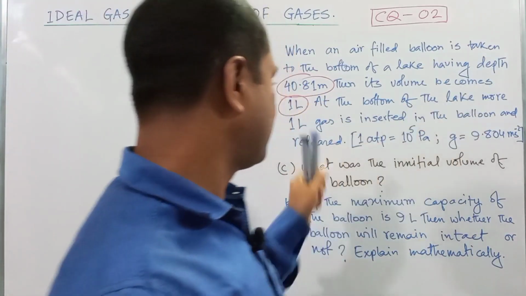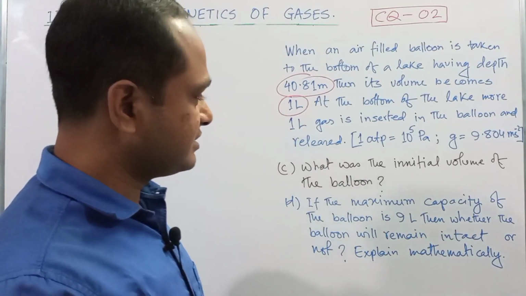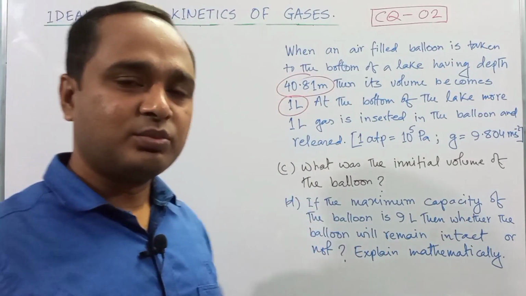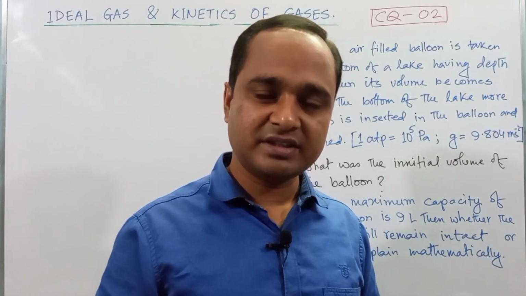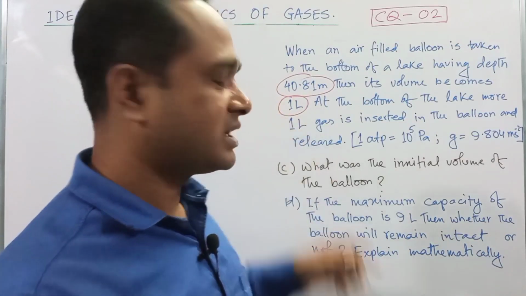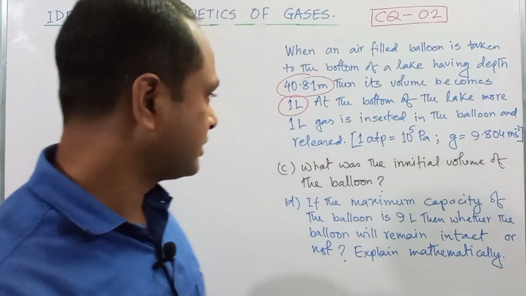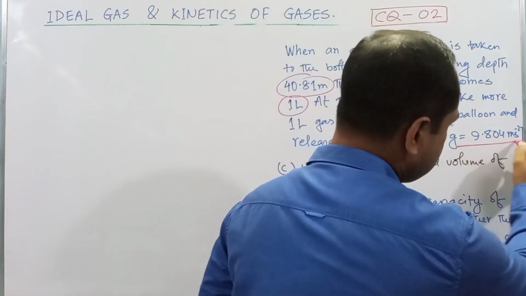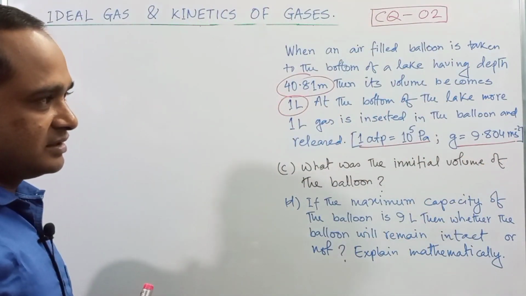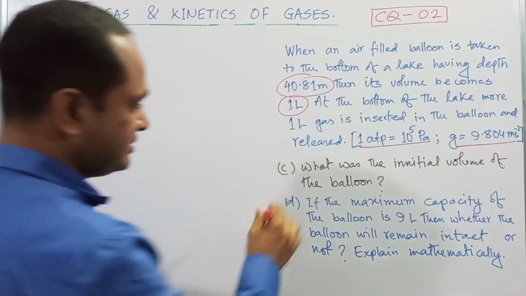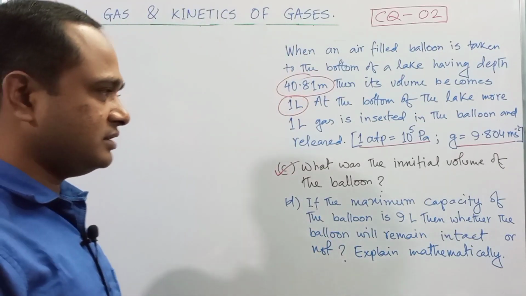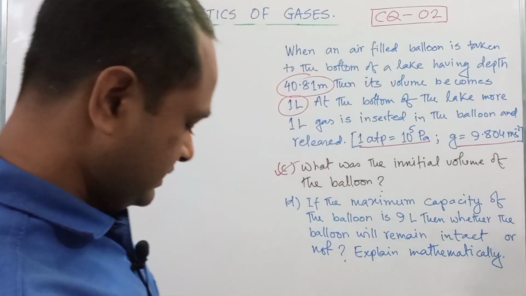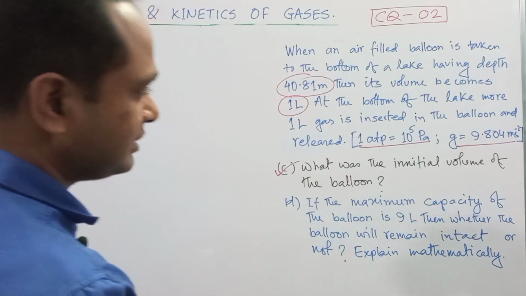At the bottom of the lake, 1 more liter of gas is inserted in the balloon. That is, the total volume of the balloon will be 1 plus 1, or 2 liter. Then the balloon was released. Okay, and 1 atmospheric pressure is 10 to the power 5 Pascal. Acceleration due to gravity is 9.804 meter per second square. Our first question is, what was the initial volume of the balloon? That is, the volume of the balloon before being taken to the bottom of the lake, or the volume at the top of the lake.